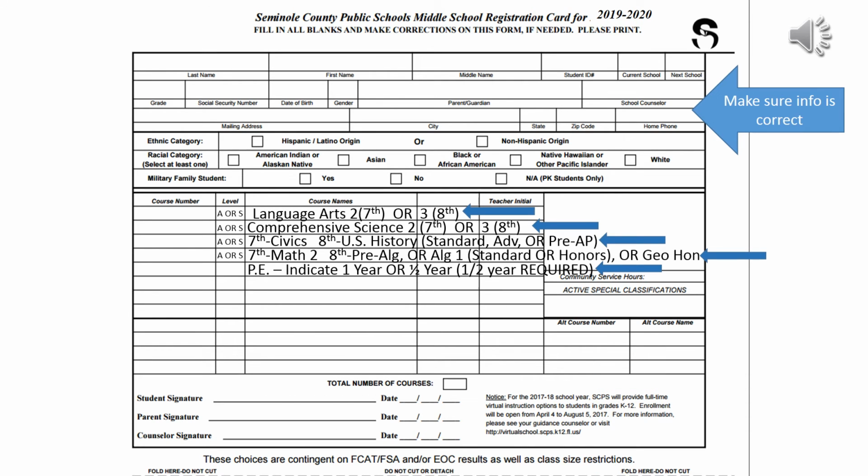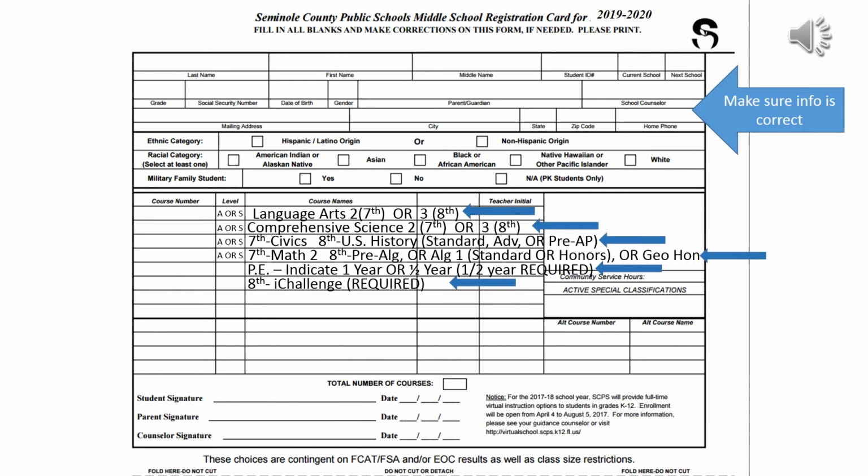You must take at least a half year of PE every year that you are in middle school. If you would like to take PE for the full year next year, please write down full year next to PE.